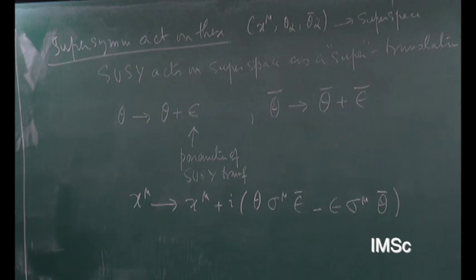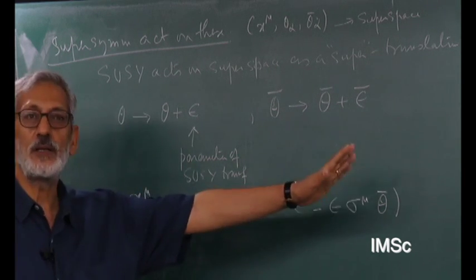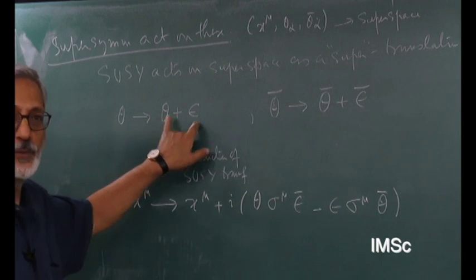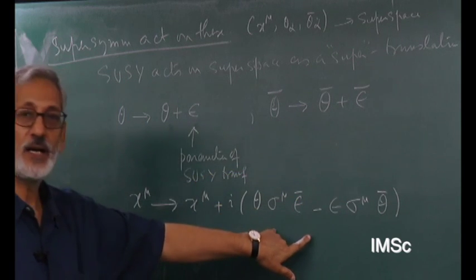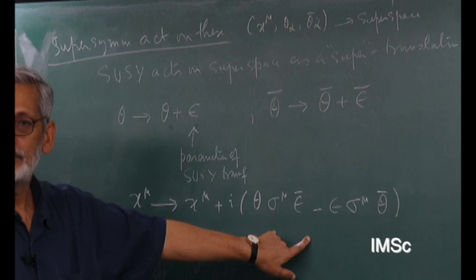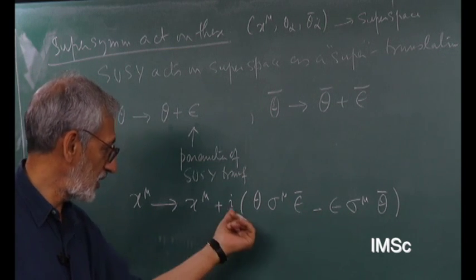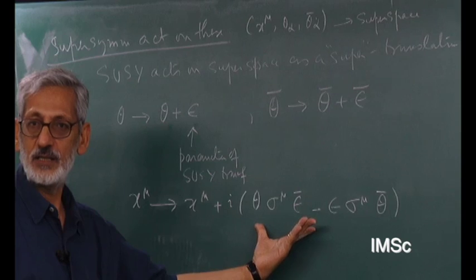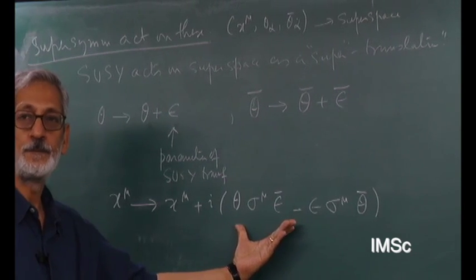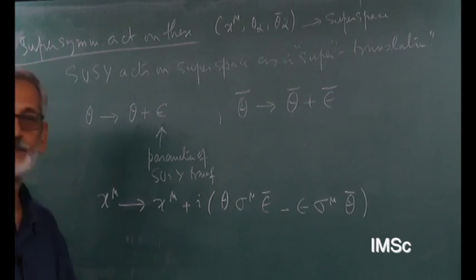So SUSY on superspace is a super translation. It translates these objects by this amount, and x mu by this amount. Remember, this object is a pure imaginary object. That's why it's an i here. So this together is real, with an i.